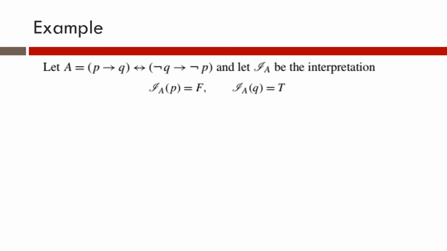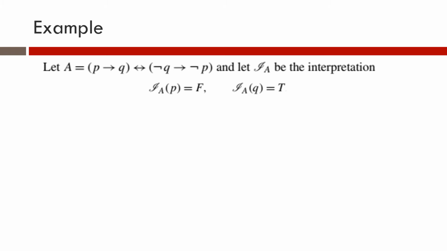We will see an example. Let the formula A be P implies Q equivalence, negation Q implies negation P, and we have an interpretation IA. See here, the set of atoms in the formula A is the set P, Q. We have only two atoms, P and Q, so the set of atoms will be P, Q. And the interpretation should assign a truth value to every atom in the set. So suppose the interpretation that we consider is P assigned a false value and Q assigned a true value.